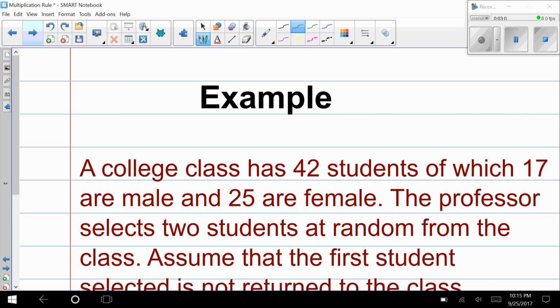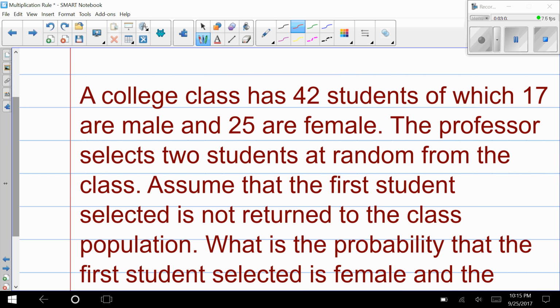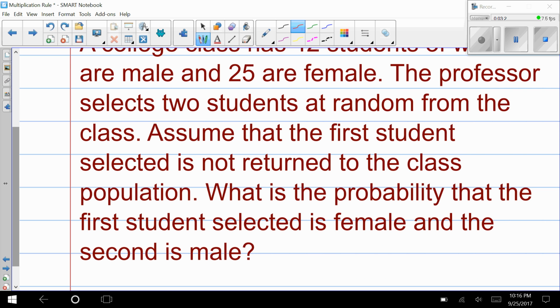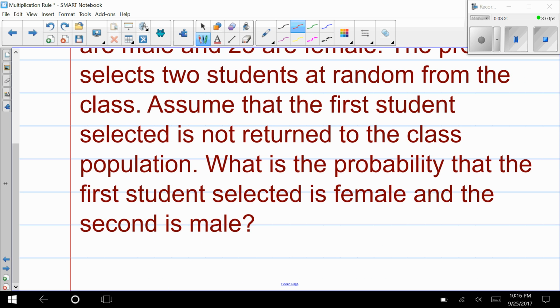Let's try one that's a little bit simpler. A college class has 42 students, of which 17 are male and 25 are female. The professor selects 2 students at random from the class. Assume the first student selected is not returned to the class population. That means they cannot be drawn for the second person selected. What is the probability that the first student is female and the second is male?